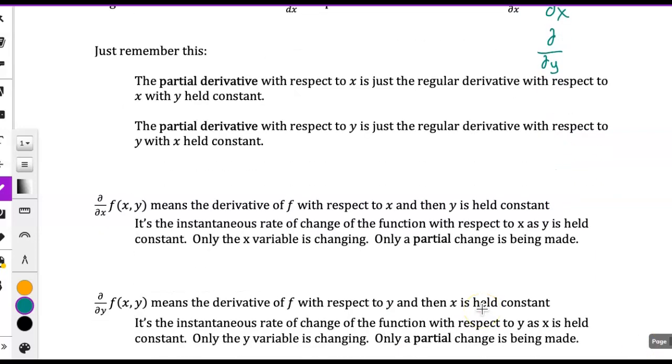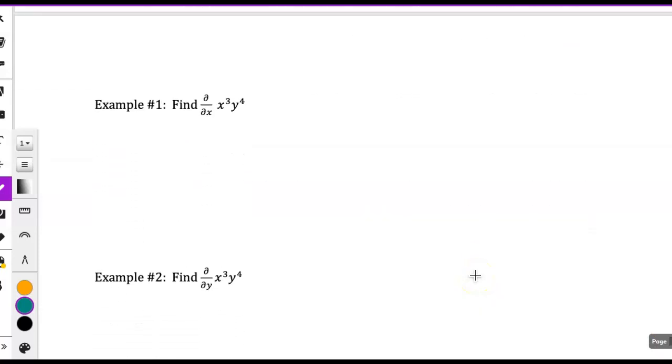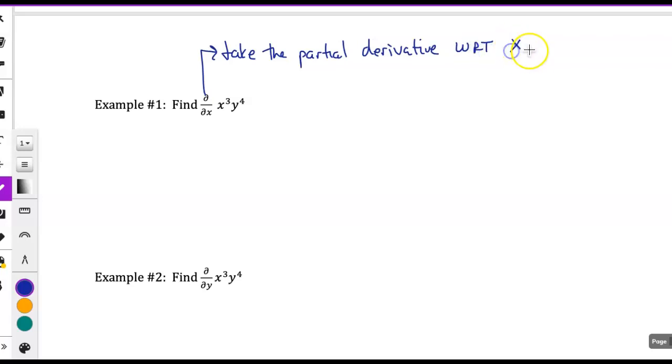You can read through this, but I'm going to show you how to find a partial derivative with respect to x. I'm going to write out what this means. This guy right here means take the partial derivative with respect to x, holding y constant.